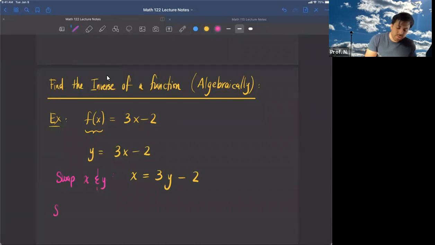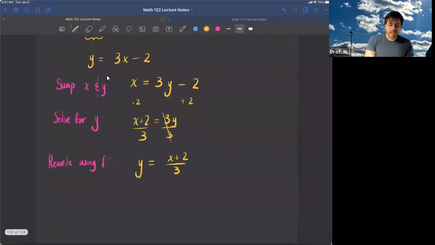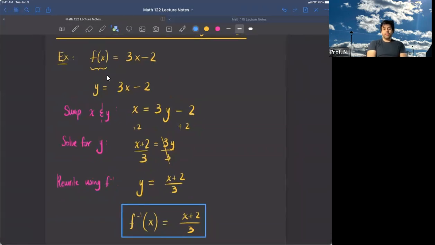So all I did was wherever I see x, plug in y, wherever I see y, put x. And then the next thing I'm going to do is solve for y, and then just rewrite using f inverse. So if I solve for y, I add 2 on both sides. I get x plus 2 equals 3y. Divide by 3. And then I get that y is equal to x plus 2 over 3. And then I'm writing this as the inverse because that's exactly what this is. This is the inverse function. So if I have my function 3x minus 2, the inverse would be x plus 2 over 3.